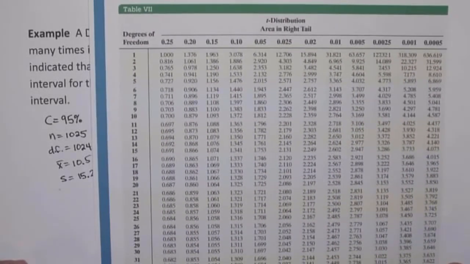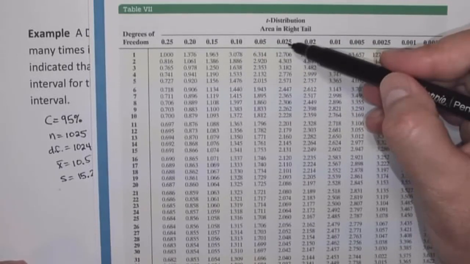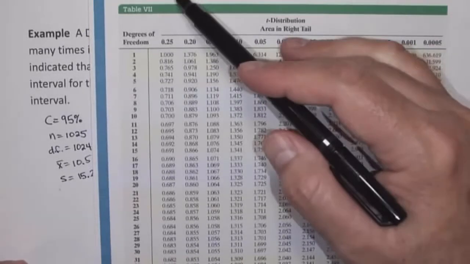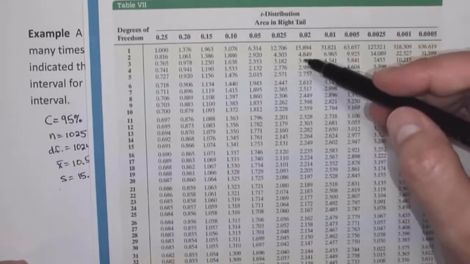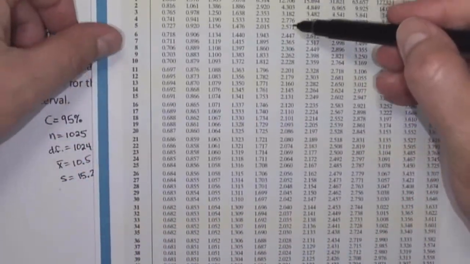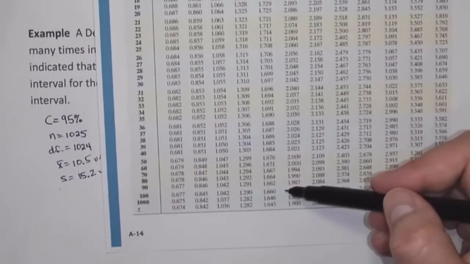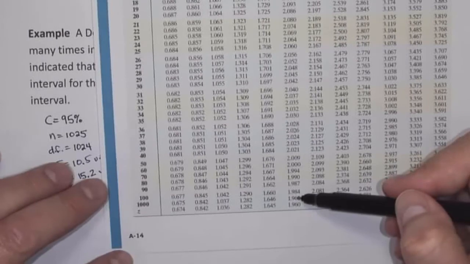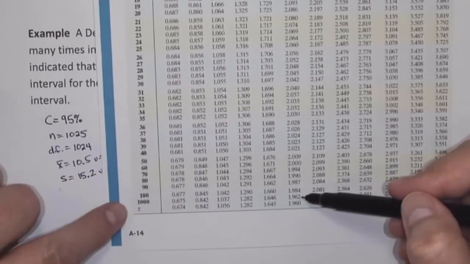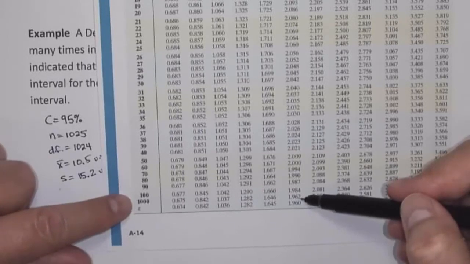So I'm pulling in our table, and we're going to be using the 0.025 column because the area in the right tail is 0.025. And we have 1,024 degrees of freedom. So I'm going to go down this column until I get to 1,024 degrees of freedom. But that's actually an issue for us because this table doesn't have a row for 1,024 degrees of freedom. And this is going to potentially be a problem.